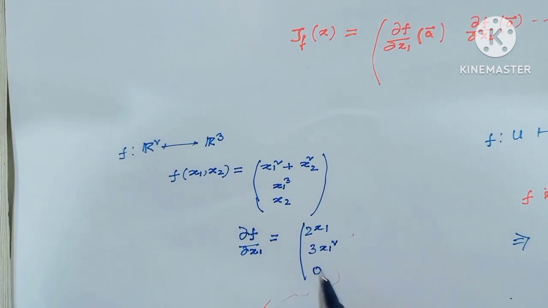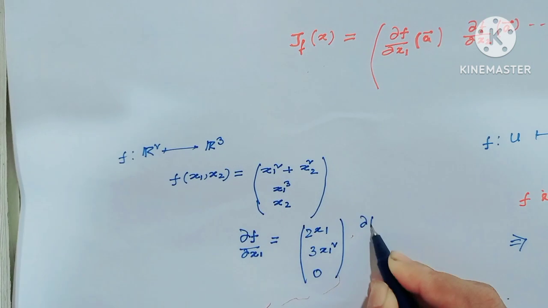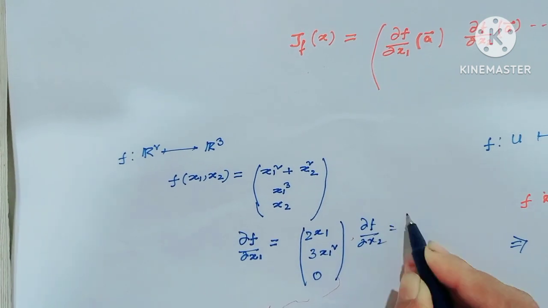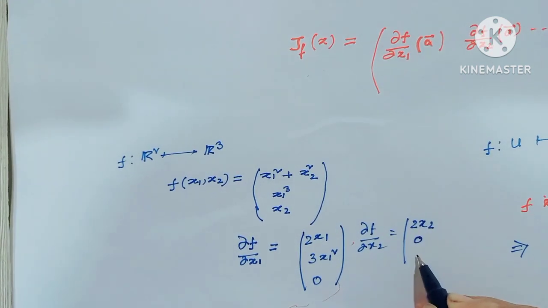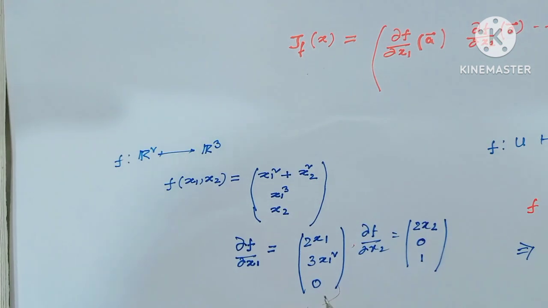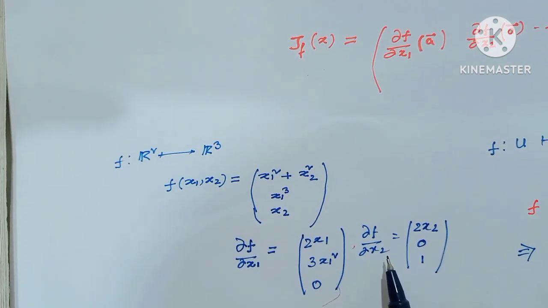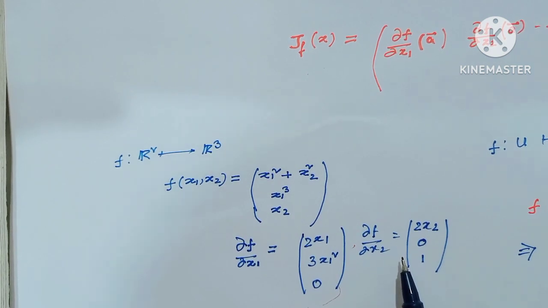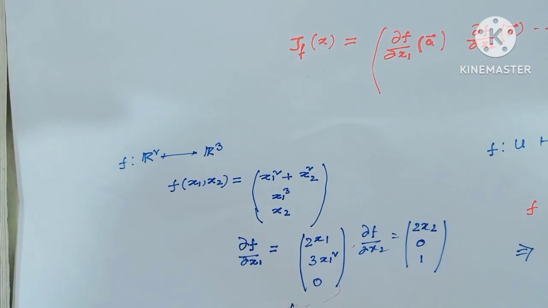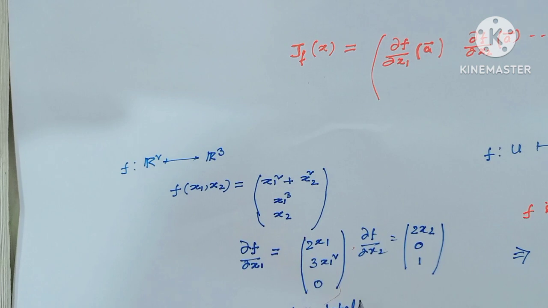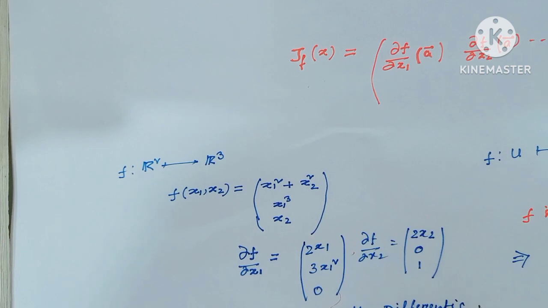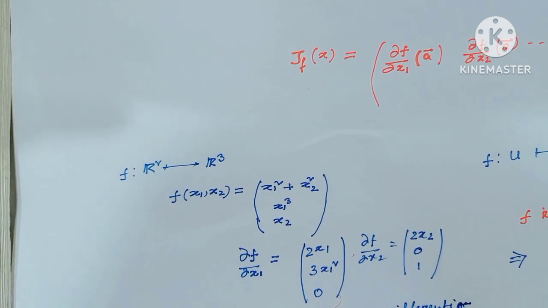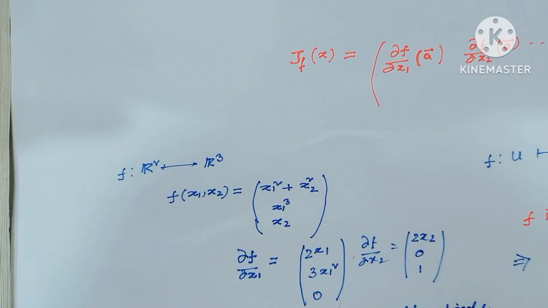the second component would be 3x1 squared, and the third component would be 0. And del f del x2 equals, notice here, 2x2, the second component would be 0 and the third component would be 1. Notice del f del x1 and del f del x2 both are continuous functions. So obviously f is totally differentiable, because all partial derivatives exist and these partial derivatives are also continuous at this point.